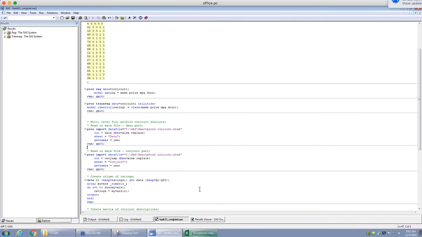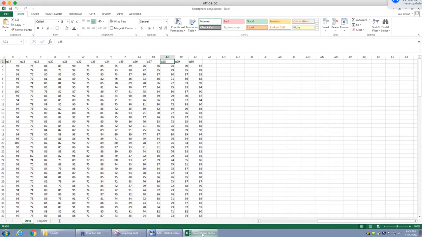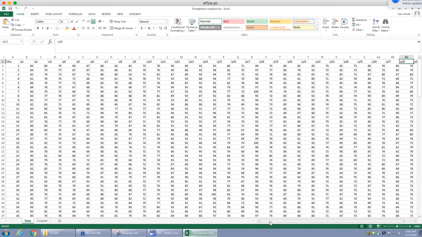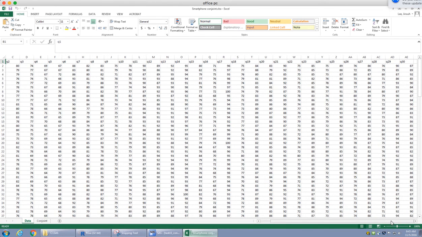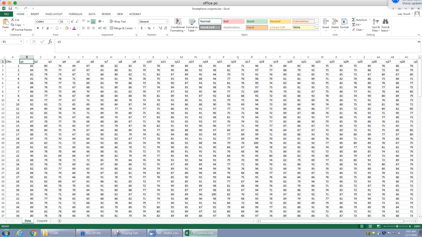And let's look at the data first on the Excel file here. So this is the data sheet. Now you have the observation, which is each person, and they had up to 30 questions that they can answer for a smartphone conjoint.